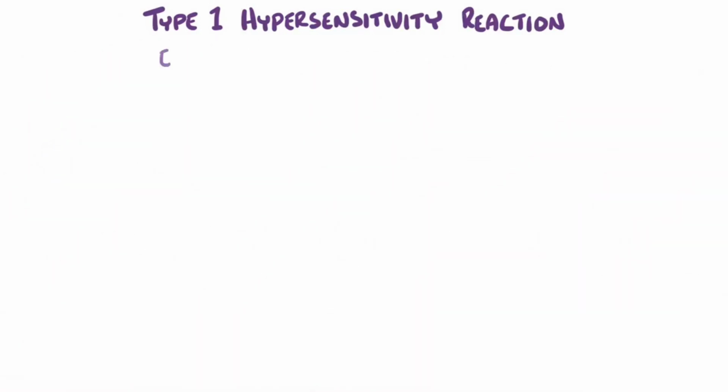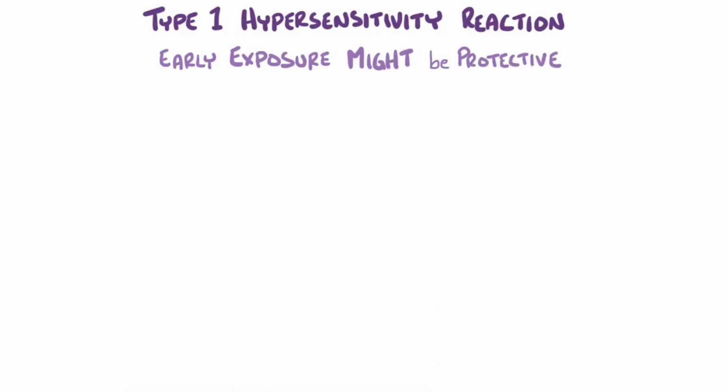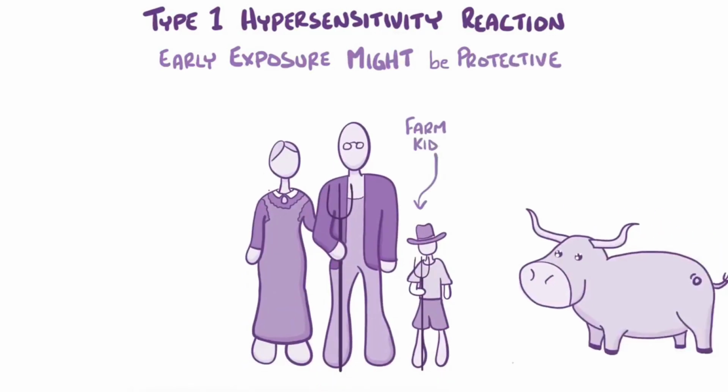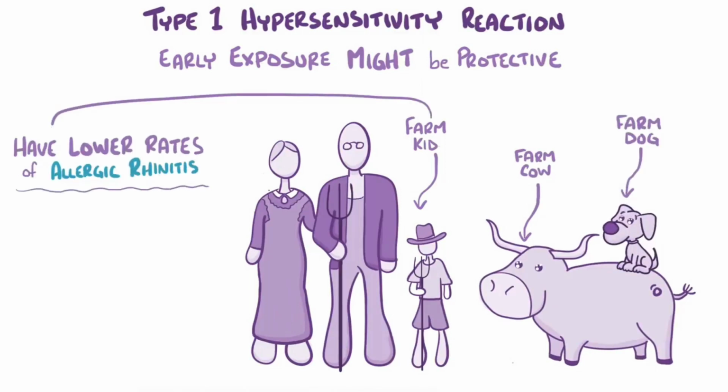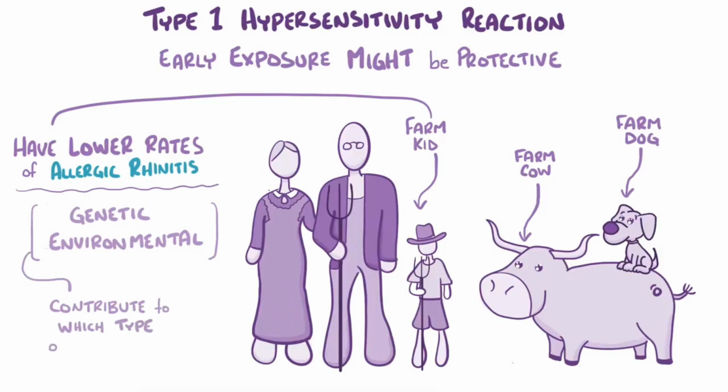Interestingly, there's evidence that early exposure to allergens might protect against type 1 hypersensitivity. For example, children who grow up on farms and have pets at an early age typically have lower rates of allergic rhinitis. It's thought that a combination of genetic factors and environmental factors like these contribute to which type of T cell group is most common, and thereby influences the overall immune response.